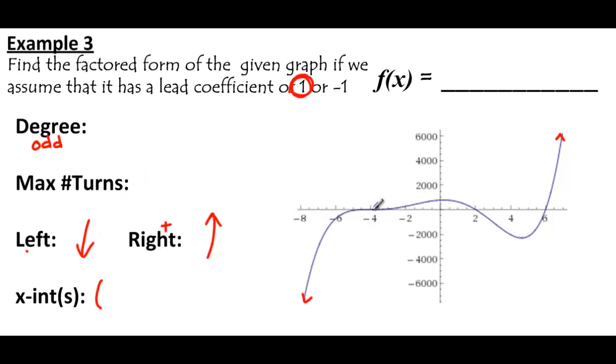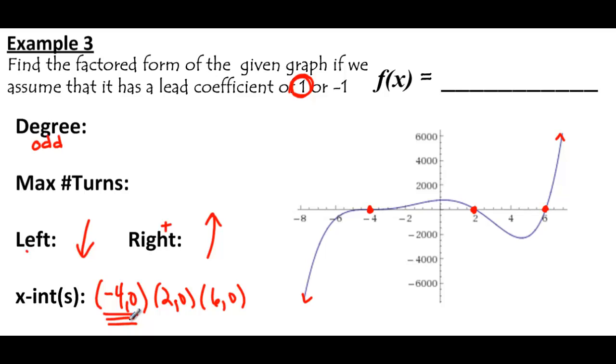X-intercepts, I can tell by looking at the graph. I'm going to have one right here at negative 4, 0. I have another one here at 2, 0. And I have another one here at 6, 0. But now I want to know what kind of roots they are. If I look at negative 4, it doesn't go through like a straight line. It curves like it's going to be a parabola, but then it curves back up. So this is actually what we call a triple root.